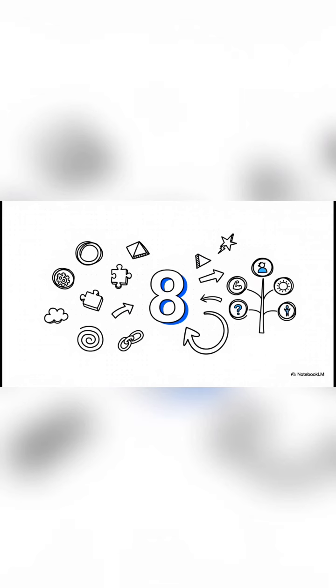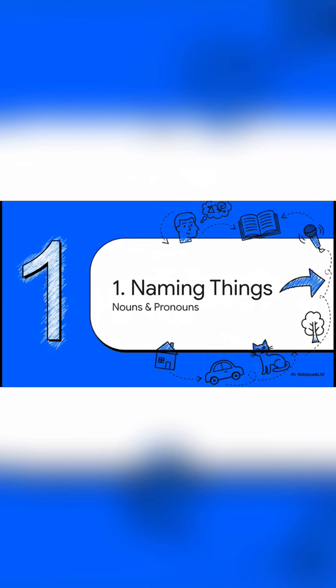And the answer, believe it or not, is this simple number: 8. Yep, that's it. Every single word in the English language, no matter how simple or how complex, falls into just one of 8 categories. These are the fundamental building blocks of everything we say and write. So, let's start with our first group, naming things.